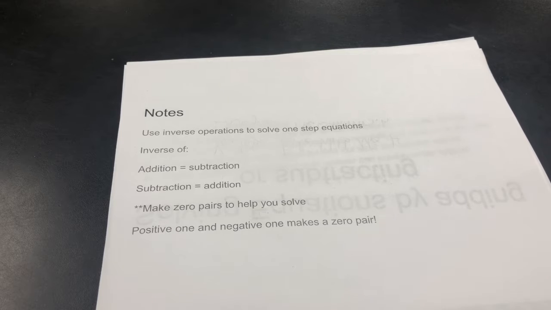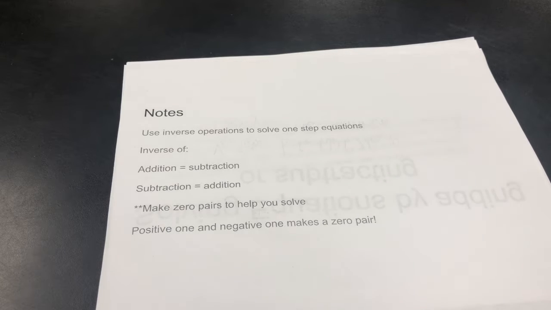You also will be hearing me talk about zero pairs. So you're going to make zero pairs to help you solve. And your goal here is to really just get your variable by itself. You're wanting to know what that variable represents. And I always tell my students, up until now, we had to be told what the variable represents. Now, since we have an equal sign, then we can find what the variable represents ourselves.